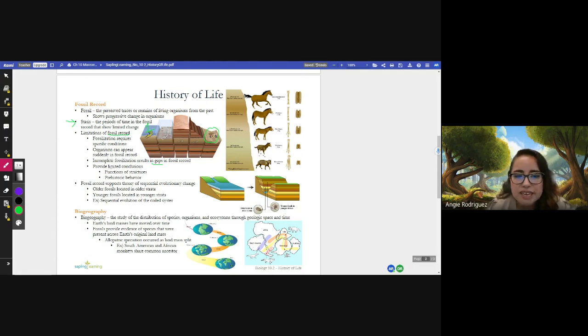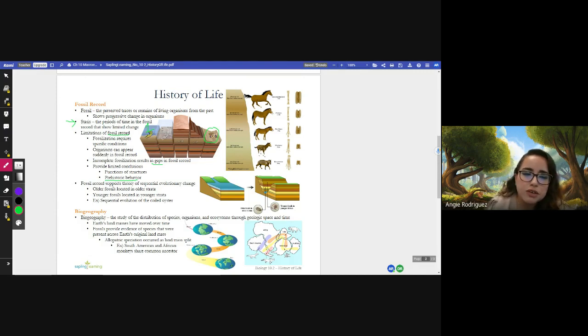Fossils also provide limited conclusions. So we don't have a lot of information on the structure of the organism. Let's say if we find one, we don't really know the behavior of that organism based on their fossils either. So it's kind of a guessing game, if you will.